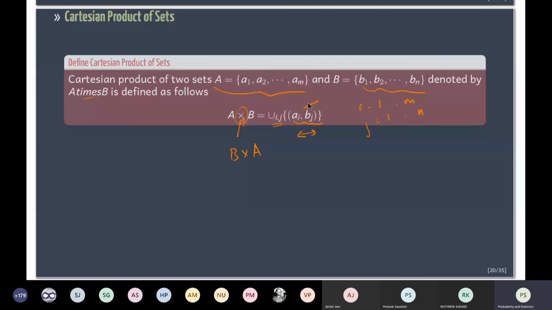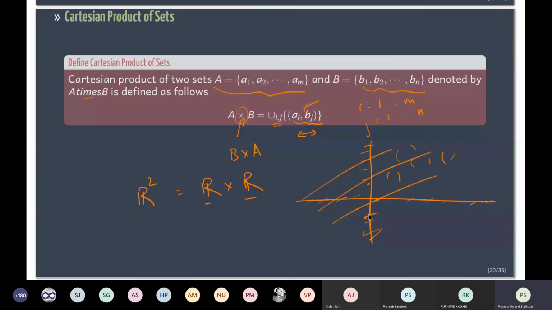What are the examples of Cartesian product? The common example is R2. This is the Cartesian product of two real lines: this is the real line on the x-axis, and this is the real line on the y-axis. If we take the Cartesian product and all possible pairs, then this will fill the whole R2 space. So this is the R2 space. I hope things are streaming well.